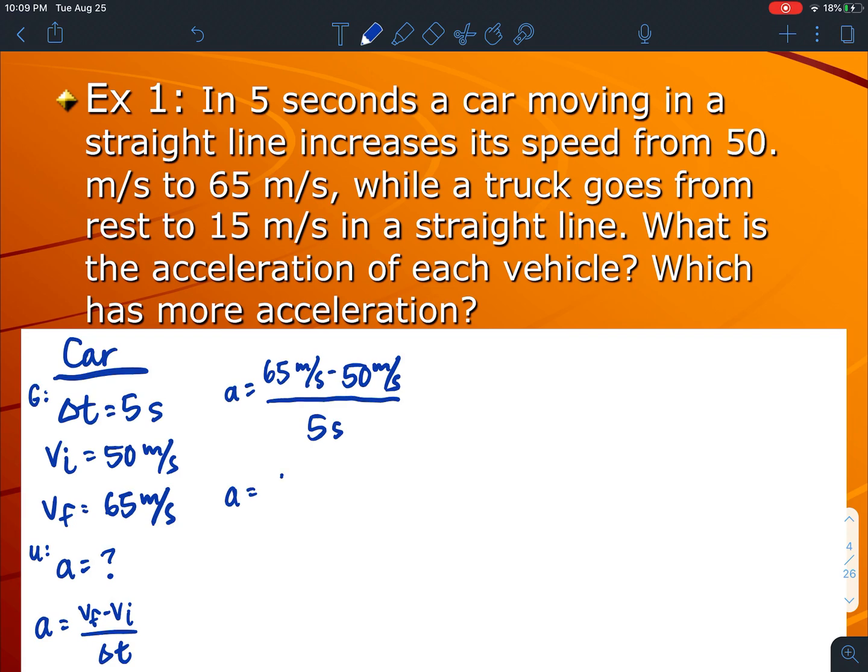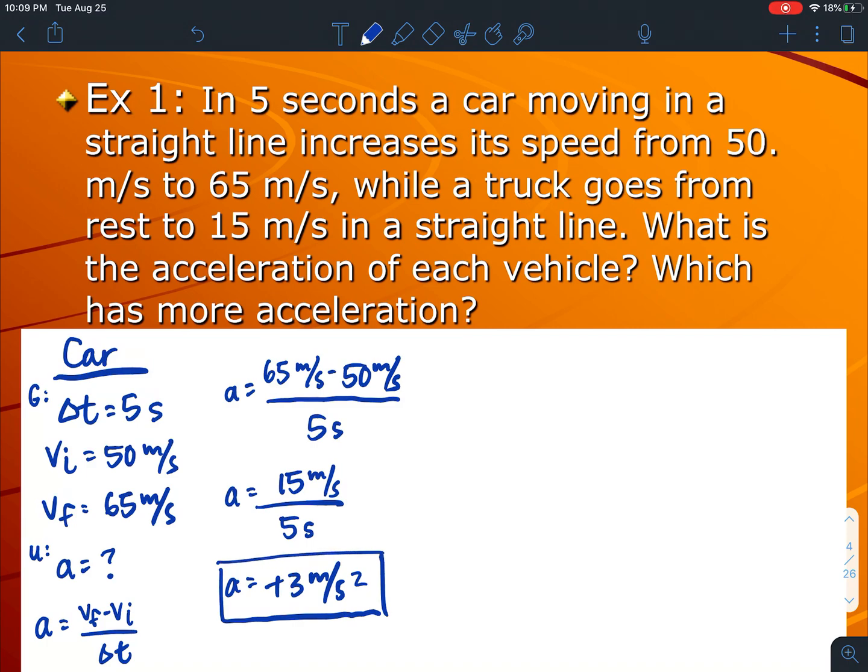65 minus 50 is 15 divided by 5. So I get an A of positive 3 meters per second squared. We're going to spend more time on figuring out directions for acceleration in the coming days. So for now, if it comes out positive, just go ahead and write a plus.